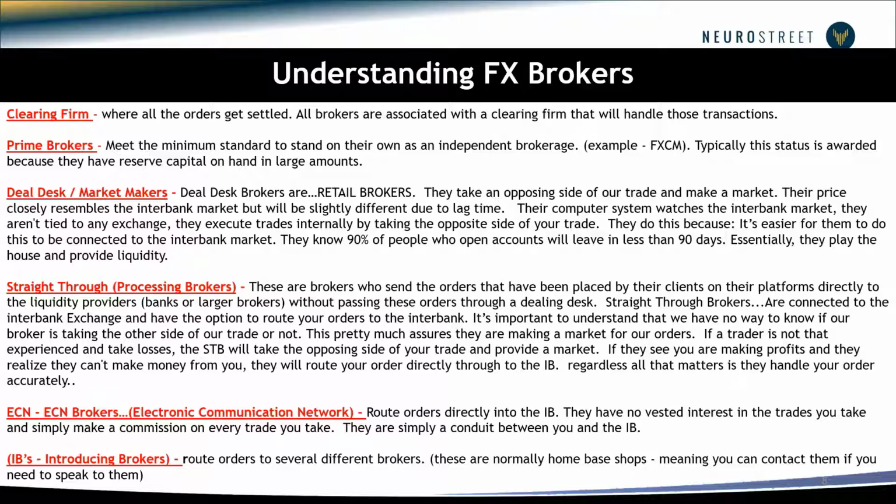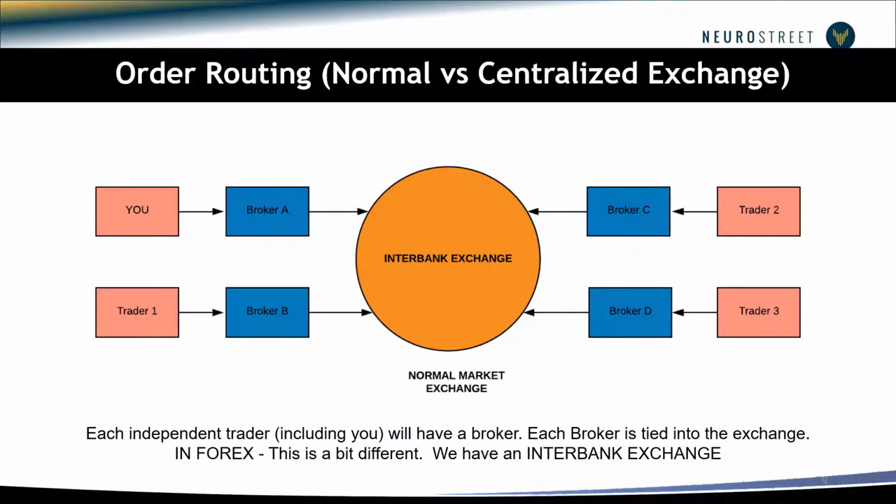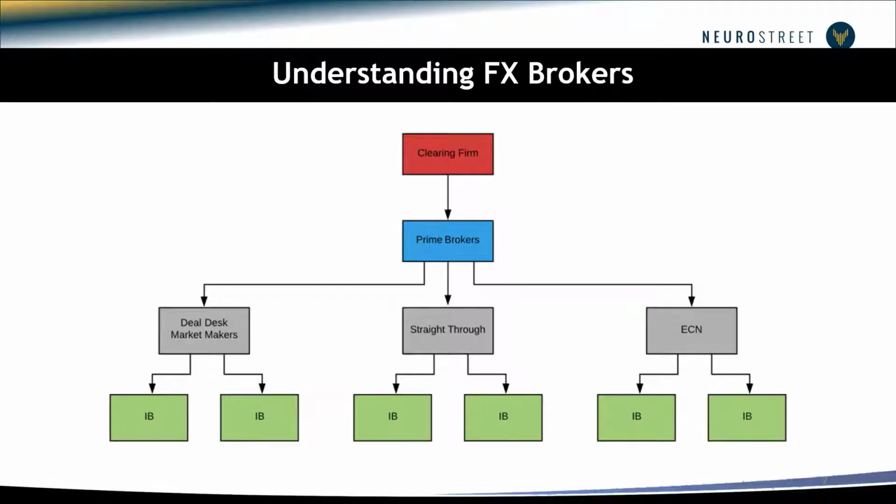The way they get their status is they have a lot of reserve capital on hand. They're considered a top tier broker because they have a lot of capital on hand in large amounts. So they're a big player in the space, right? And the next step down is deal desk and market makers. So if you look down here, you've got the deal desk market makers on the left and the straight through and the ECNs. We'll talk about the deal desk market makers first.